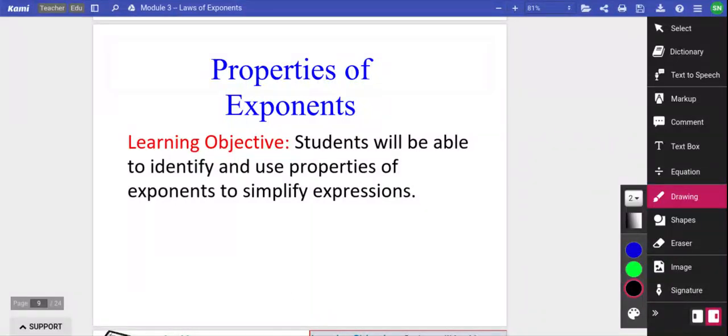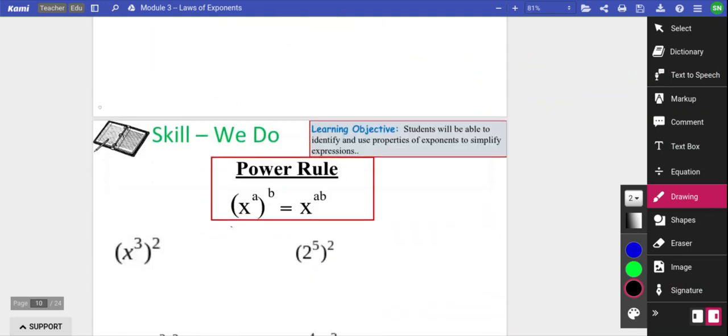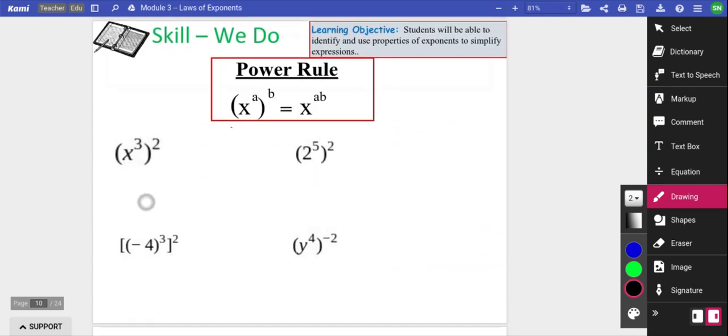Hello, in this video you will learn about one of the properties of exponents known as the power rule. So in this case you have either a number or a variable with an exponent, then this is inside a parentheses and there's another exponent outside the parentheses. So you have something with the power to a power. That's why it's known as the power rule.